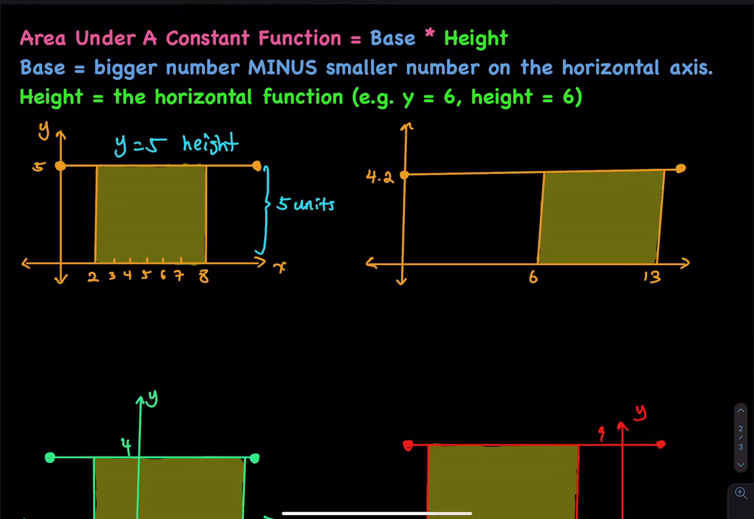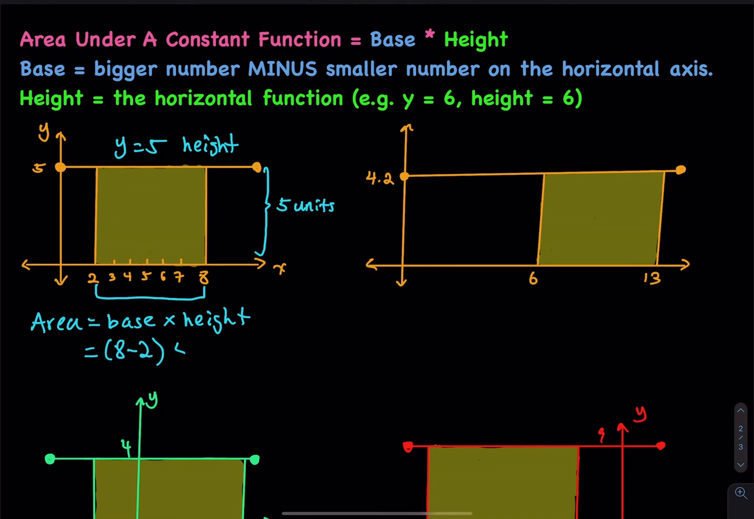And then what about the base? The base is big minus small. So the bigger number is 8 minus the smaller number 2. So we will just do this. Area equals base times height, right? And then the base is 8 minus 2. Big number minus small number. If you use 2 minus 8, you will get a negative. So area cannot be negative. And then the height is 5 units long. So this is 6 times 5. So that is equals to 30. You can just write 30, or you can write 30 units square. Okay, so that is the area.